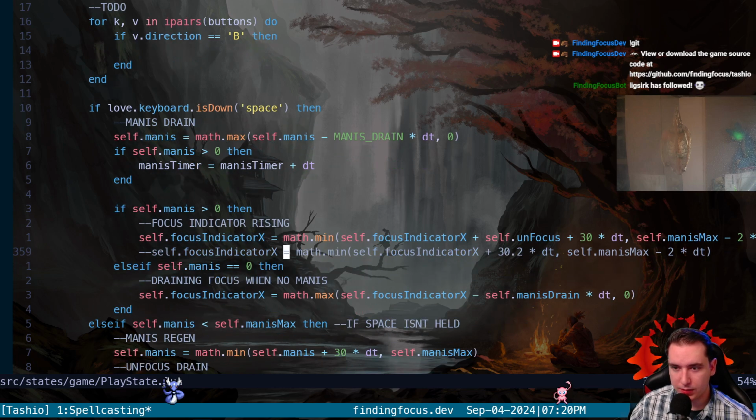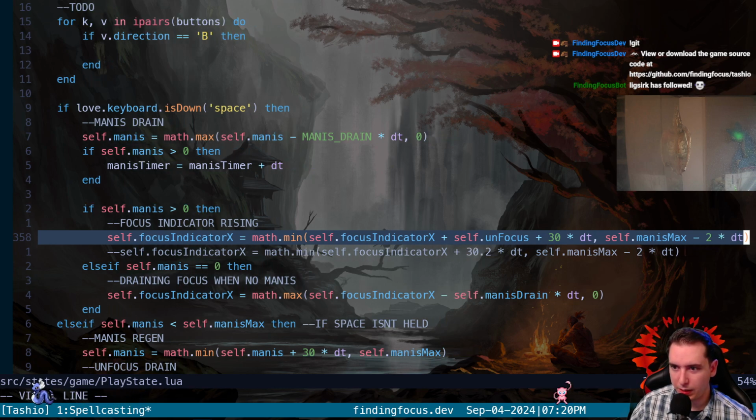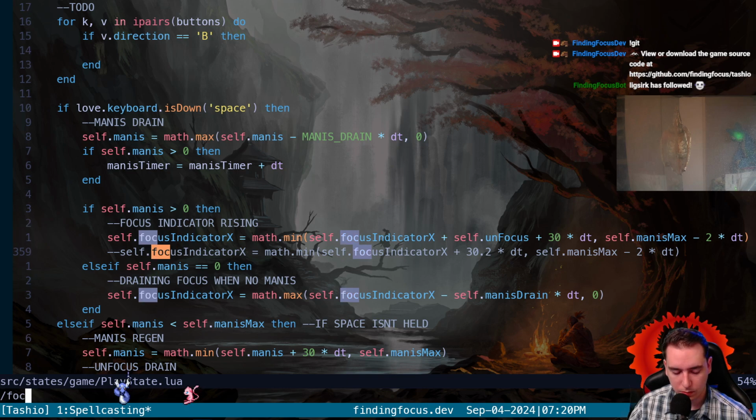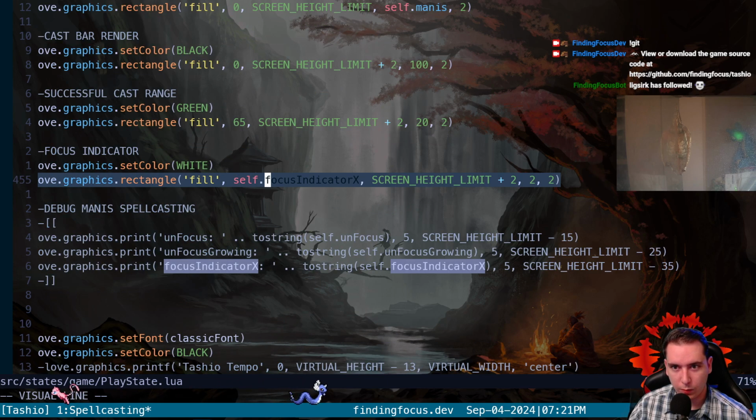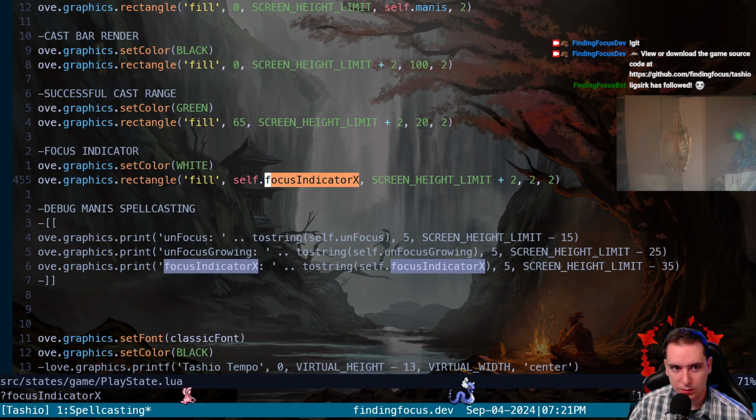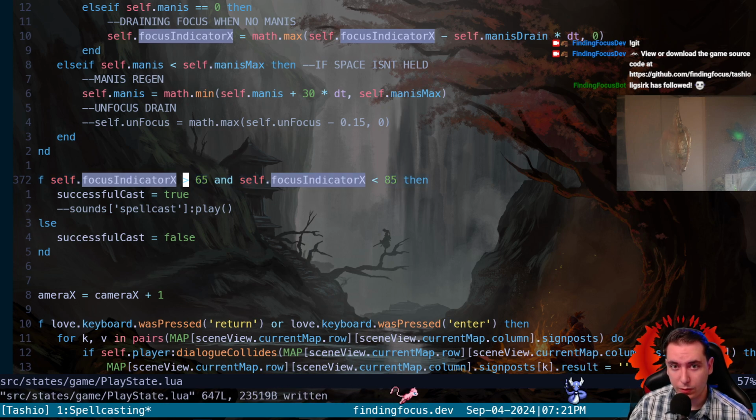Now, this is what I was trying to pick apart yesterday that I was just confused as all hell about. What the hell are we doing here? We're literally saying, take the smaller of two values for a focus indicator X. So focus indicator X, if we look at what that is in code, all it is is where we render the little 2x2 white pixel that is our focus indicator. But then on top of that, it does one other thing, which is we check for a successful spellcast if our indicator is within a certain threshold. So those are the two things it's doing.